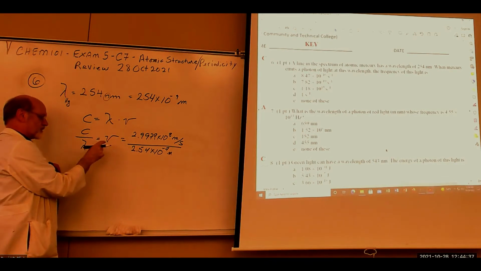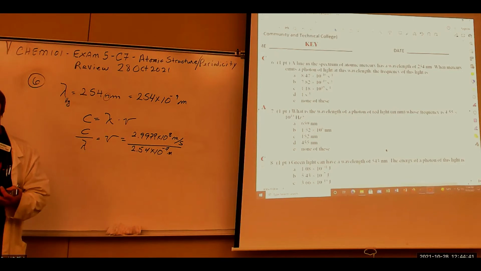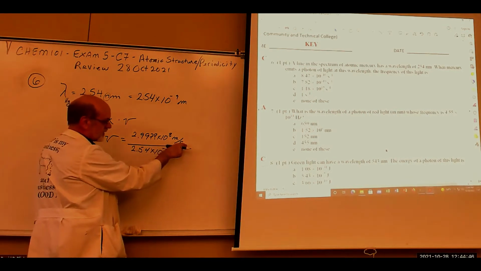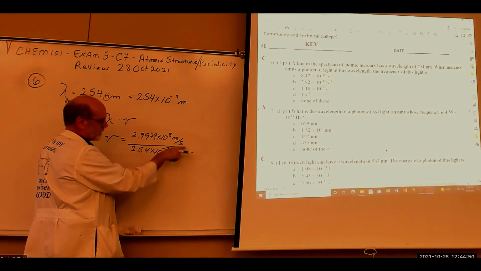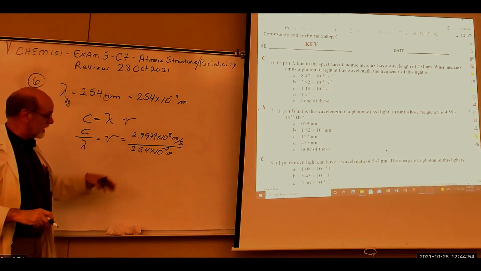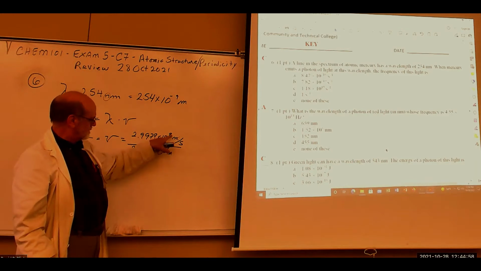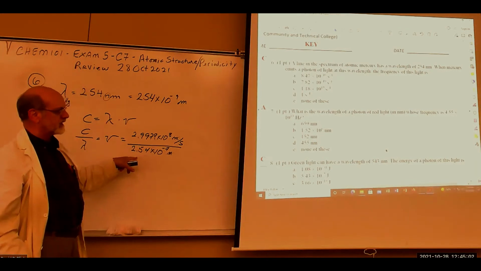And check our units. What are the units of measure for frequency? Well, nominally hertz, but that's reciprocal seconds. So this seconds is in the denominator. This one's in the denominator too. So those meters cancel, and you got the right units. So once you run that calculation, this is going to be, let's see, 10 to the 15th. And this is going to be something over 1.